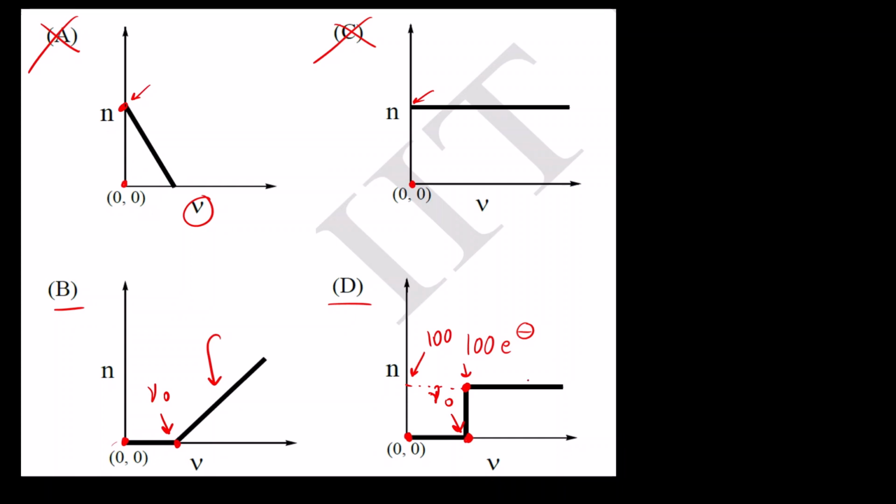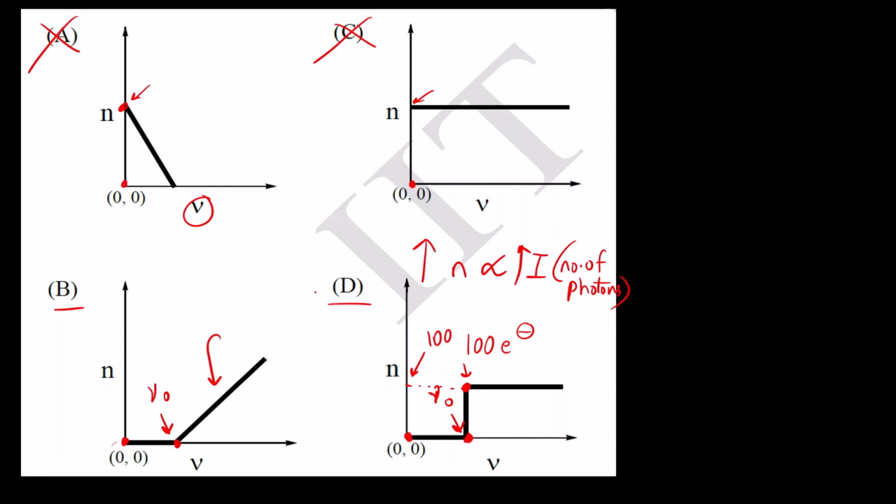After that, will it increase? No. After the threshold frequency is reached, the number of photons does not depend on the frequency. It depends on the intensity, or we can say the number of photons. As the intensity or number of photons increases, the number of electrons, small n, will increase and the current will increase.